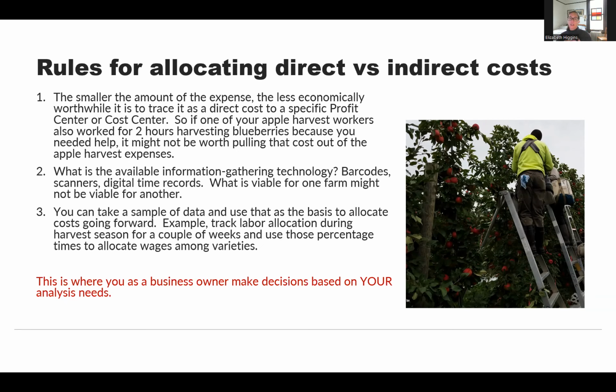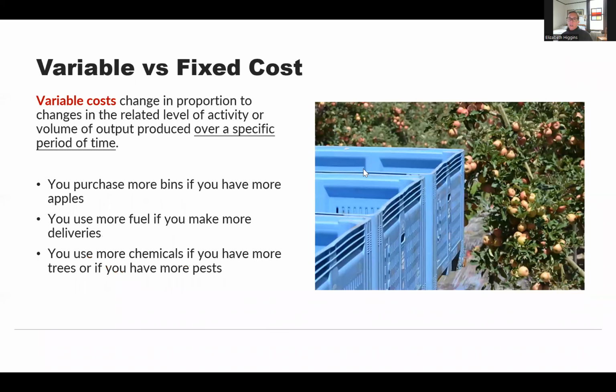So this is where, as a business owner, you will make decisions based on your analysis needs and level of need for specificity, and then also your available resources that you can actually do that work. There is no only one way to skin that cat. The next thing I just want to cover then will be variable versus fixed costs.